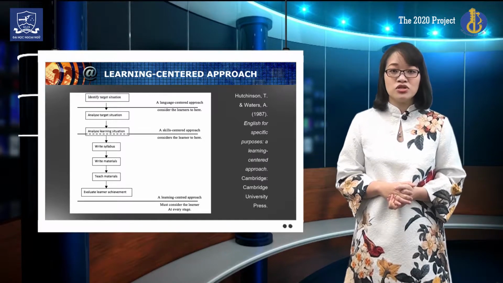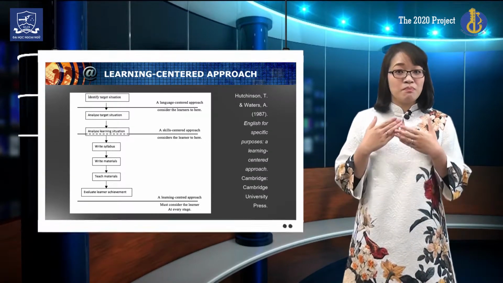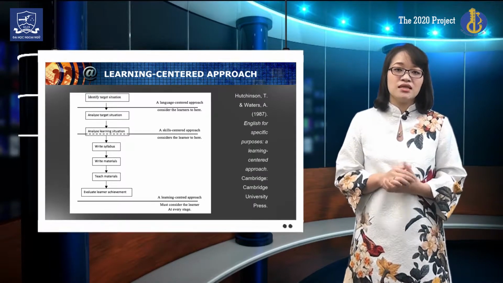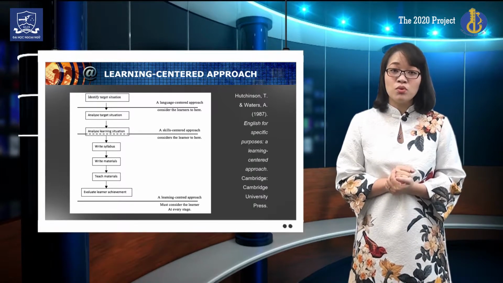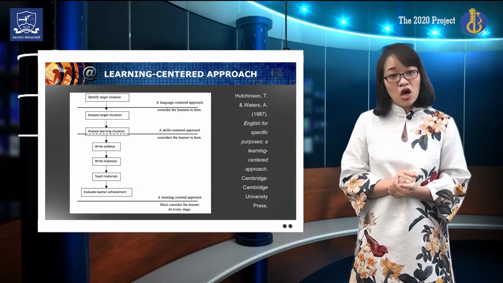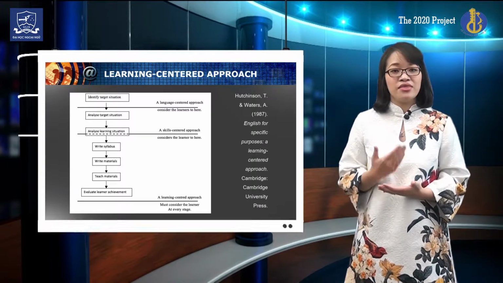The learning-centered approach believes that it is not enough. We must look beyond the competence that enables someone to perform, because what we really want to discover is not the competence itself, but how someone applies that competence.